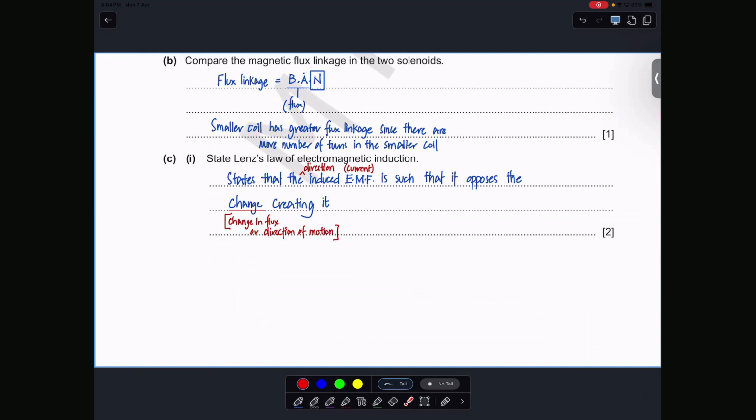Oh, yeah. But it doesn't need to be one word that they use in the same context when checking. So they allow that as well. For example, "opposes the change that causes it", if you write "change in" instead of "change", they will still allow it. It doesn't need to be word for word. It needs to imply the same meaning.